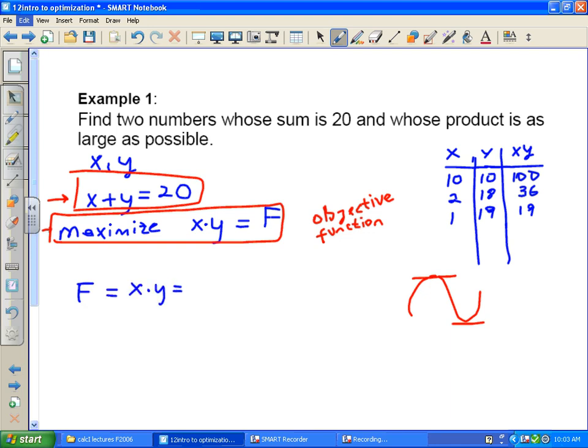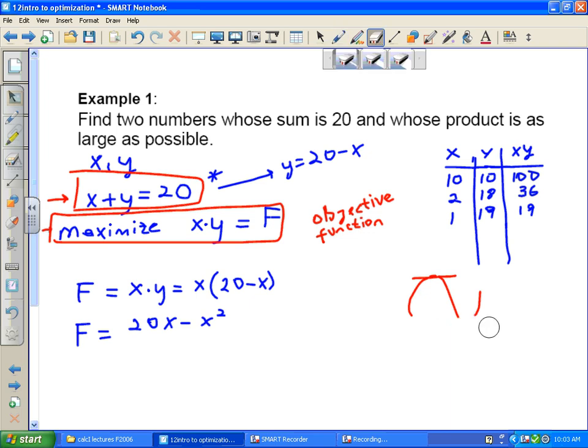And instead of y, what can I write based on this equation? Y is 20 minus x. So basically, you come back over here, you solve for y up here, and then you substitute that back into this equation. And let's simplify it. The function we're trying to maximize is 20x minus x squared.